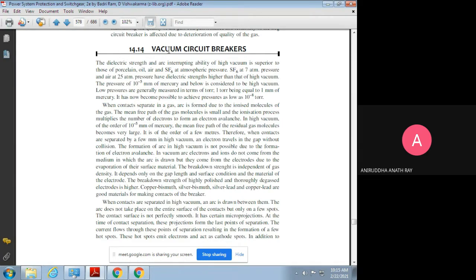A pressure of 10 raised to power minus 5 millimeter of mercury and below is considered to be a high vacuum, and low pressures are generally measured in terms of torr. 1 torr is equal to 1 millimeter of mercury. It has now become possible to achieve pressures as low as 10 raised to power minus 8 torr.